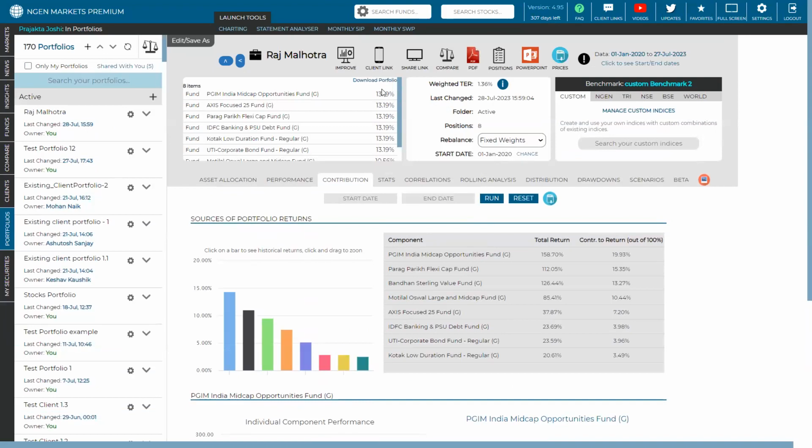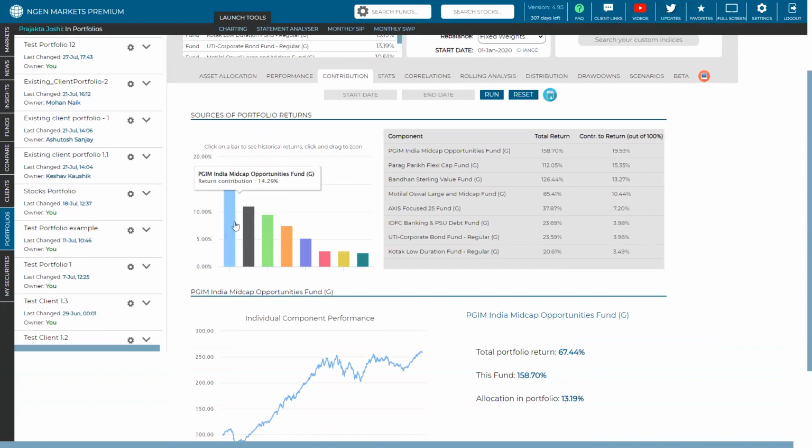But because its portfolio allocation was only 13%, it could contribute only 14% to the overall portfolio return. That becomes a crucial analytics point. And if this allocation of PGIM in the portfolio had been more, your portfolio return would definitely have increased. That's an insight that you can definitely make out from this particular analysis. And you can check this for each and every component.